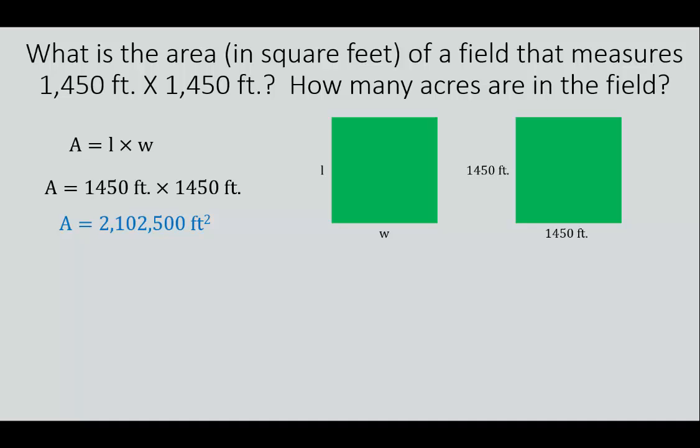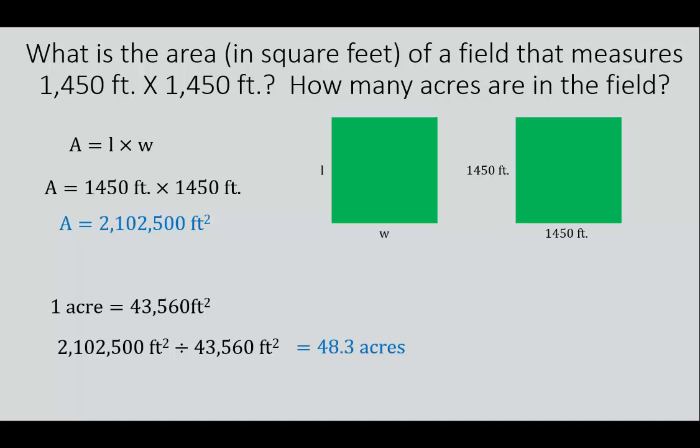This answers the first part of the problem, but what about converting the square feet into acres? Here's something you need to memorize. 1 acre equals 43,560 square feet. To use this to convert our field area into acres, we simply divide 2,102,500 square feet by 43,560 square feet. This gives us a total of 48.3 acres.